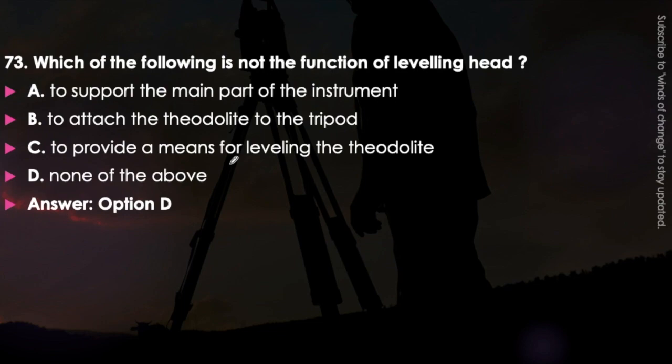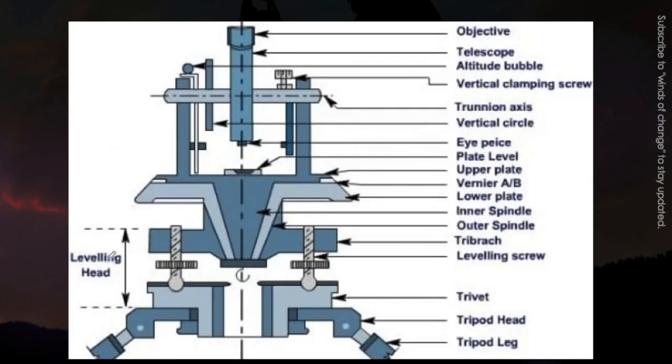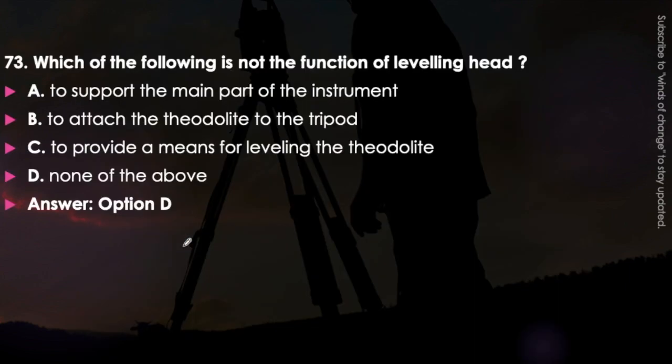And what is a leveling head? First of all, you should know that leveling head is this portion. Okay, it supports the portion of the theodolite that is above it to the lower plate. Okay, it connects between these two. This portion is called the leveling head. Okay, so the statements were it supports the main part of the instrument first of all, and to attach the theodolite to the tripod, and to provide the means for leveling of the theodolite. Okay, next question.